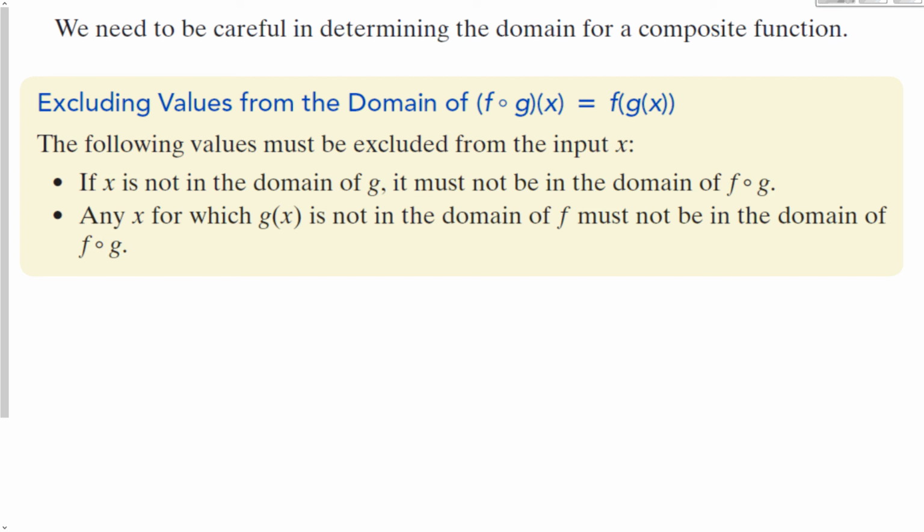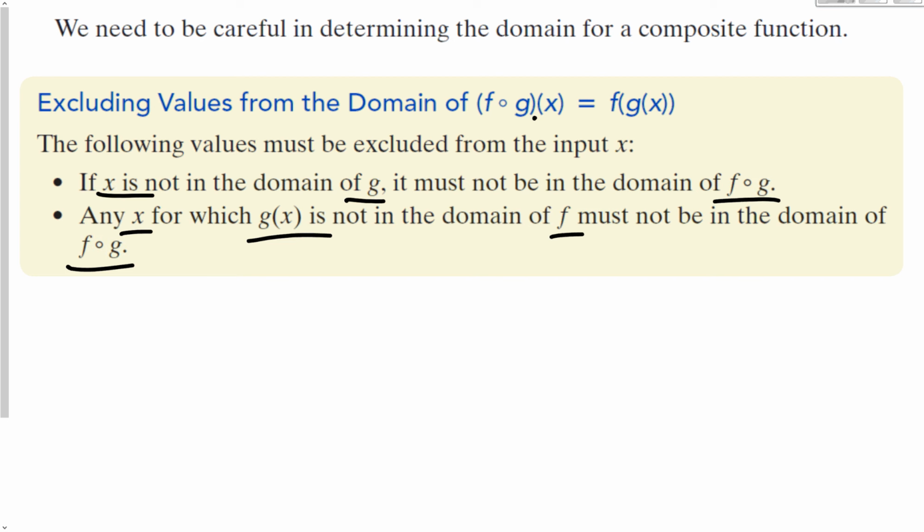Okay, so we need to be careful in determining the domain for a composite function. Exclude the values from the domain of f of g of x. The following values must be excluded from the input of x. If x is not in the domain of g, the first function, we're going to go inside out, then it must not be in the domain of f of g. Any x for which g of x is not in the domain of f must not be in the domain of f of g of x.